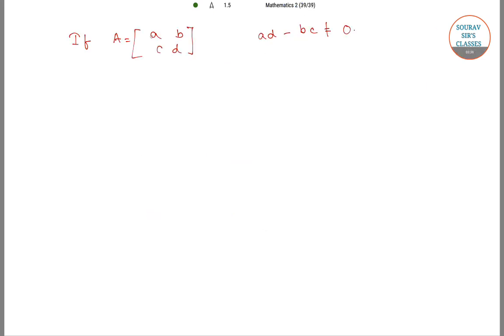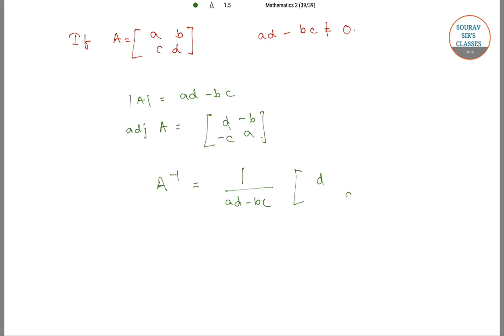Now if we have A = [[a, b],[c, d]], where ad - bc is not equal to 0, then we will have |A| = ad - bc, and adj A = [[d, -b],[-c, a]]. So our A inverse would be 1/(ad - bc) into [[d, -b],[-c, a]].